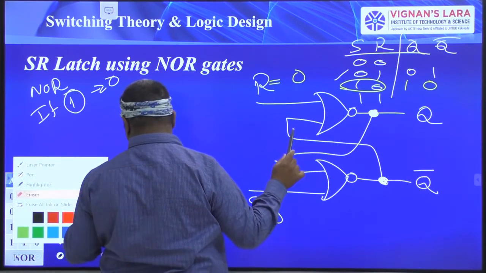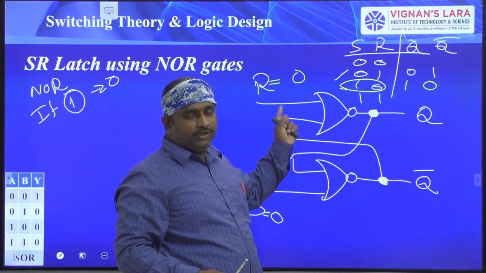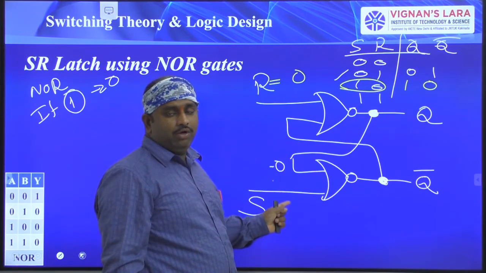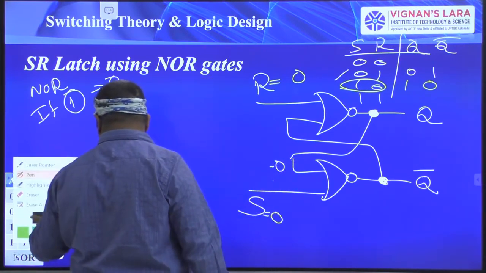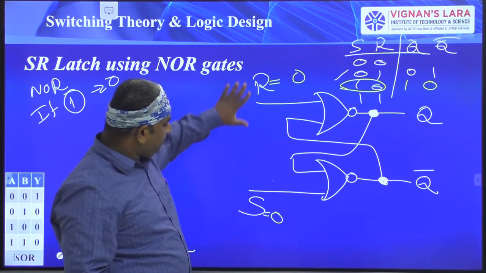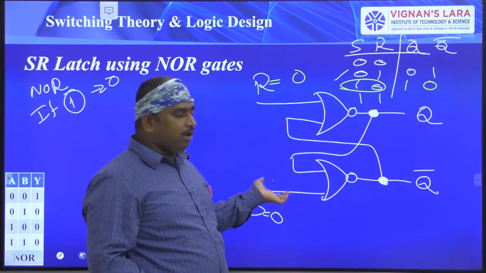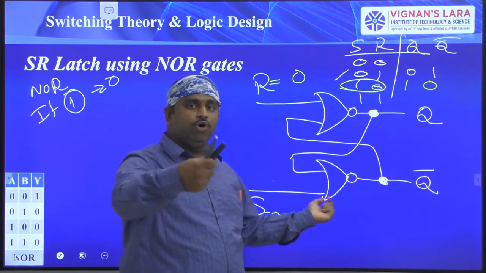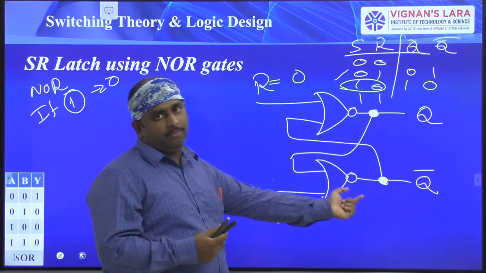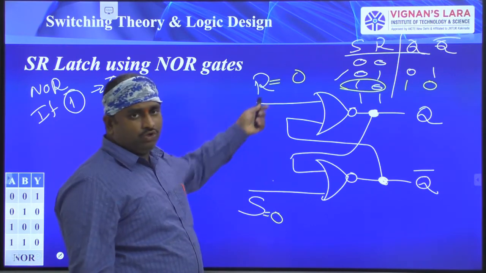Here now we will see the combination R is equal to 0, S is equal to 0. If one input of the NOR gate is 0, the output depends upon the other input. If the other input is 1, the output is 0. If it is 0, the output is the complement of the second input. So we cannot decide the output.